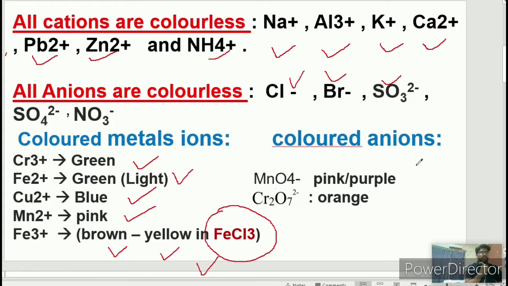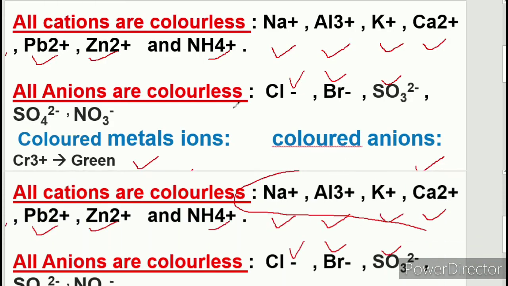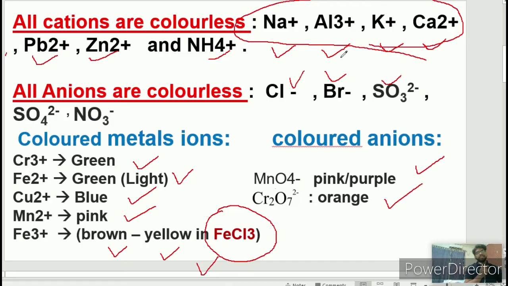And some colored anions are permanganate, which is pink. In some books you could find purple as well. And here dichromate is orange. So you are only asked to remember these colored metal ions and colored anions, because then you know that the rest are colorless. Understand?